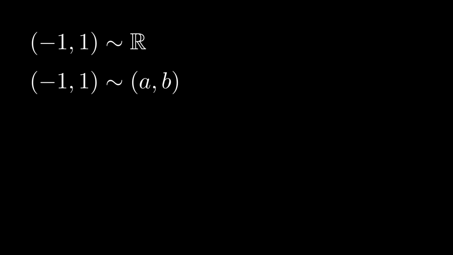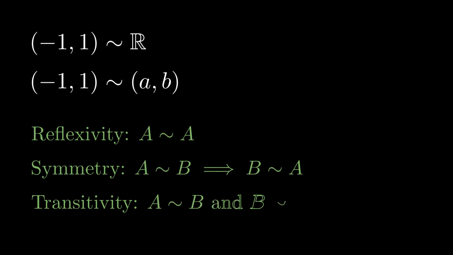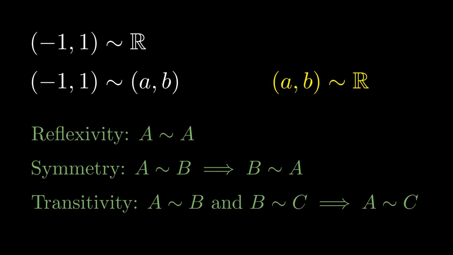And this notion of "has the same cardinality as" is an equivalence relation. It satisfies the properties of reflexivity, symmetry, and transitivity, just being fancy words to say that a set has the same cardinality as itself. If A is the same cardinality as B, then B has the same cardinality as A. And if A is the same cardinality as B, and B is the same cardinality as C, then A is the same cardinality as C. And that transitivity allows us to conclude that any interval a to b has the same cardinality as the set of all real numbers.